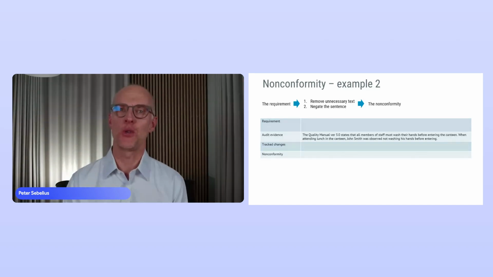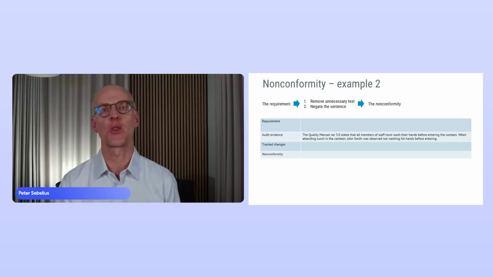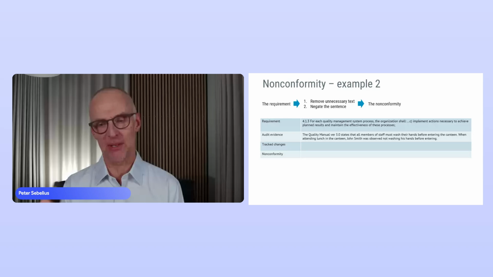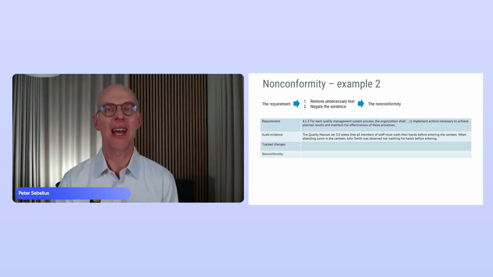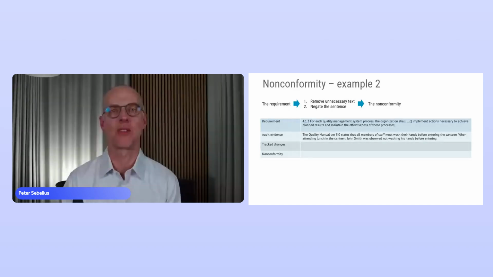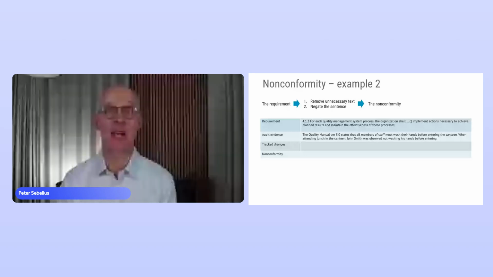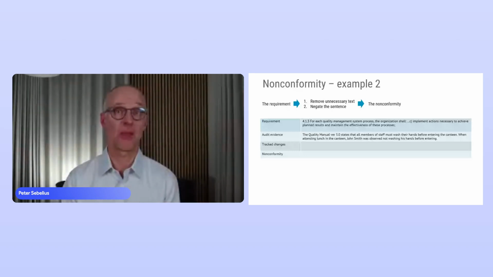So what subclause should you use then as the audit criteria? Well, you should refer to 4.1.3, which says that for each quality management system process, the organization shall, and I jump directly to the c) bullet here, implement actions necessary to achieve planned results and maintain the effectiveness of these processes. Now, when the organization is not conforming to its own procedures, but there is no specific requirement in the standard relating to that step or what they're not conforming to, this would be the relevant audit criteria to refer to in a lot of cases, because the organization has not implemented the actions necessary to achieve the planned results. If they had, John Smith would have washed his hands before entering the canteen.